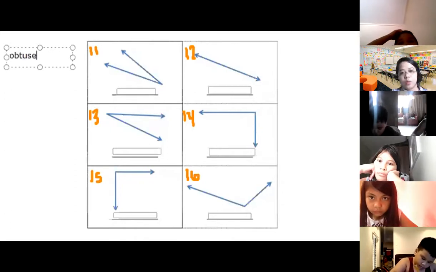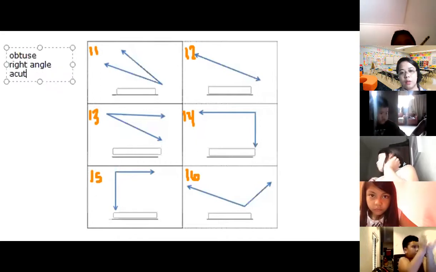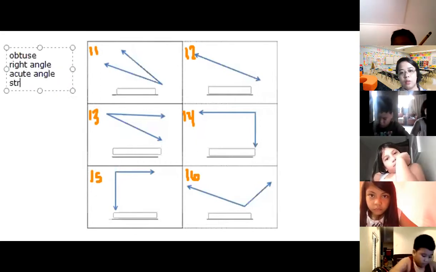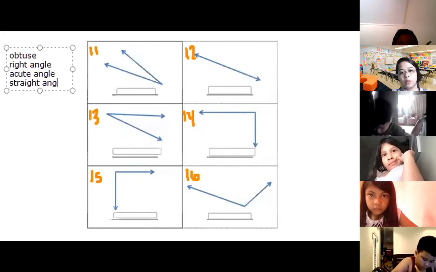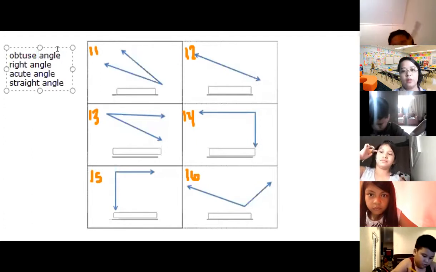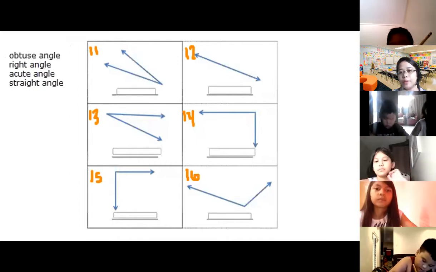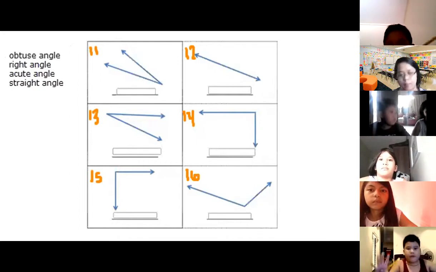So obtuse, right angle, acute angle, or straight angle. Okay, so these are the angles that you need to identify with the given pictures. Yeah, I'm done.